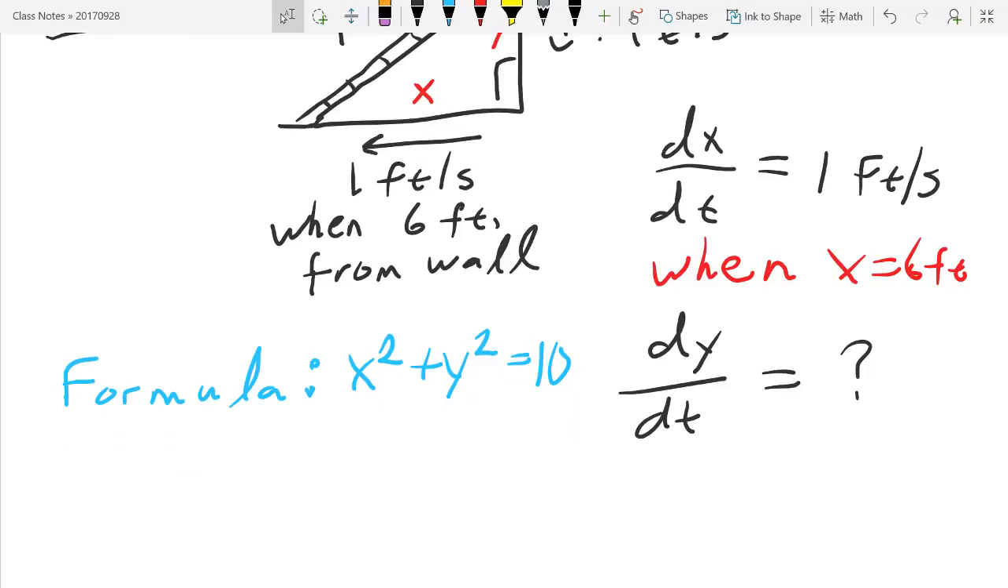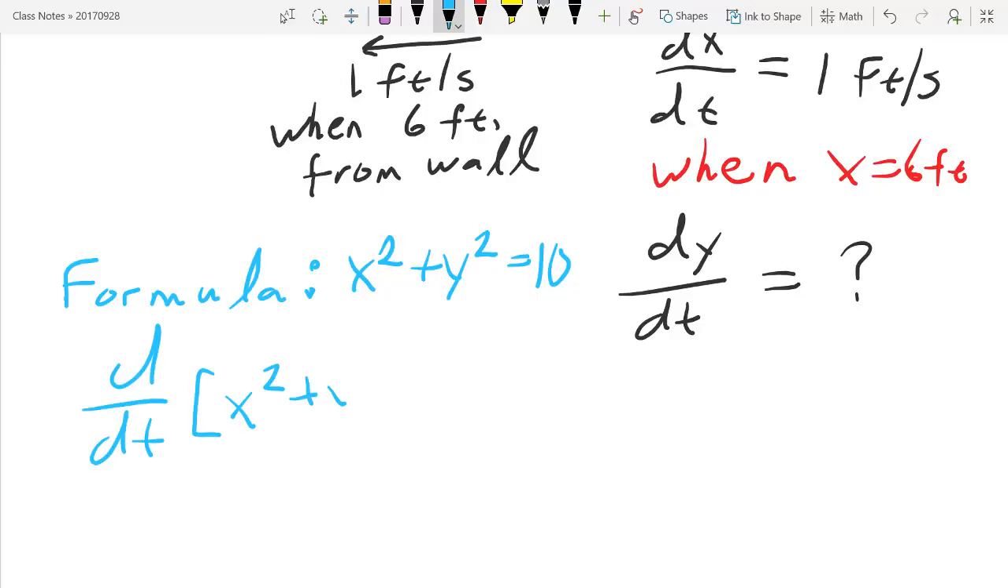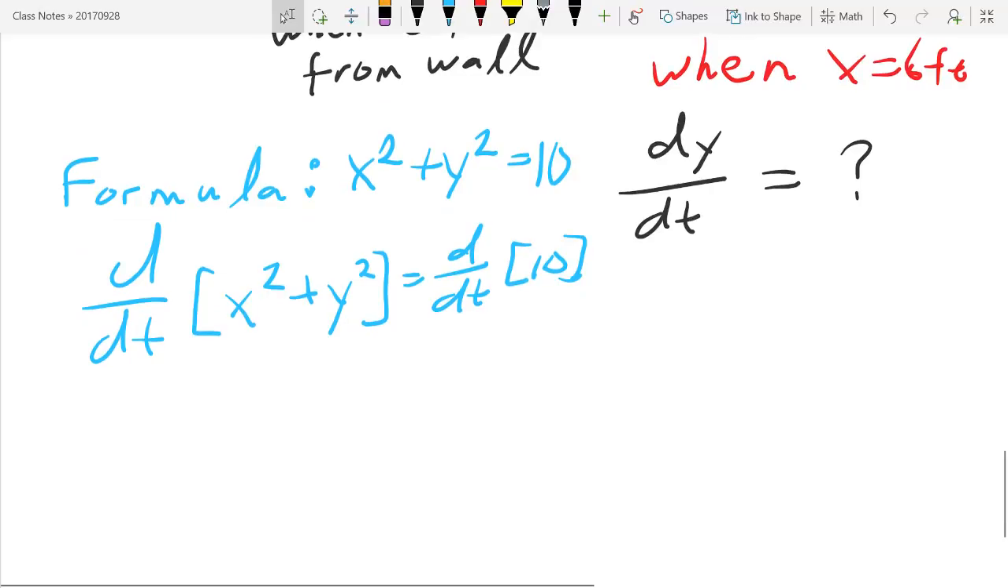Now we need to move from the formula into our rates of change, our derivatives, right? So once you have your formula, take the derivative of both sides. We're going to take the derivative with respect to time, since we're dealing with rates of change in time. So we're going to go d over dt of x squared plus y squared equals d over dt of 10. This looks very much like the implicit differentiation we did with x and y. Okay, so starting off, what is the derivative of the right side?